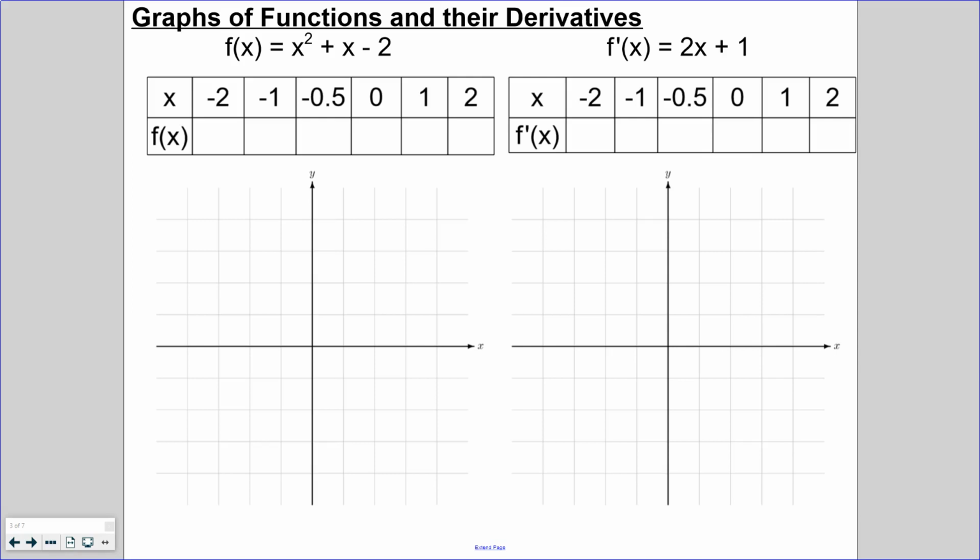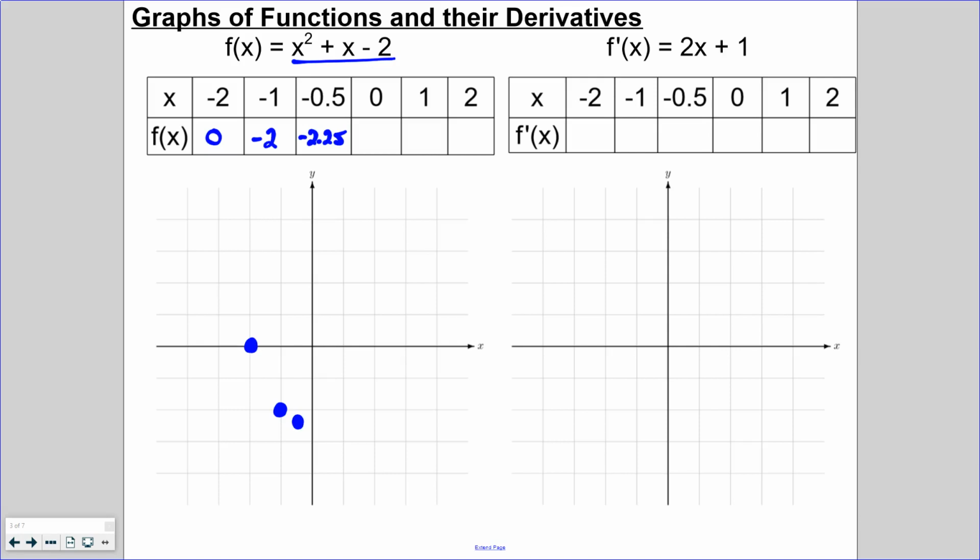So in our first table, we're told that x equals -2. When we plug -2 into our function, we're going to end up with 0, which means that on our graph, we're going to plot the point -2, 0. Then the next x value is -1. When we throw that into our function, we get an output of -2, giving us the ordered pair -1, -2. Next up, when we throw -0.5 into our function, we get -2.25 as our output, which is going to be somewhere right around there on our graph.